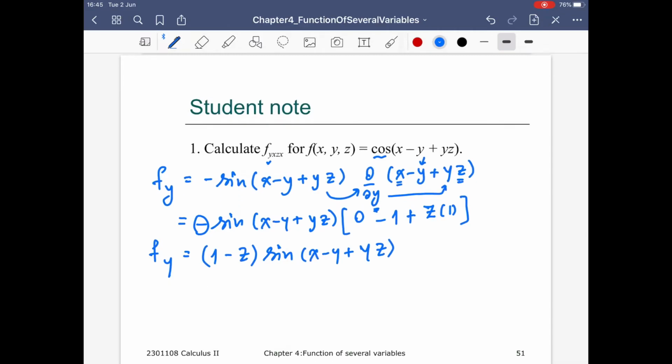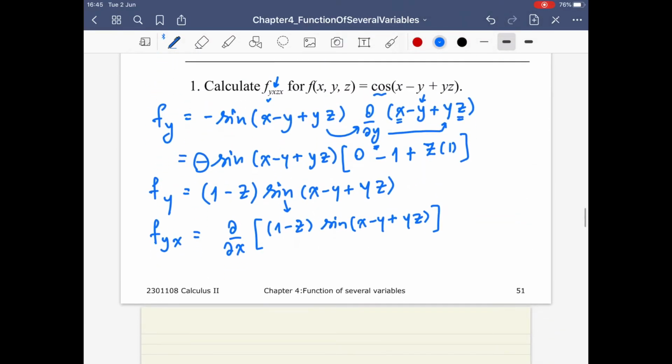Next, you are going to follow by a derivative with respect to x. Let me just write down this way first. So we first do the derivative with respect to y and follow by the x. So it means that you're going to find a derivative with respect to x of this function. Okay, you just copy this one down, sine of x minus y plus yz.